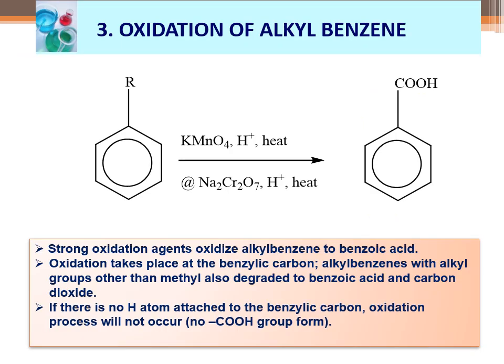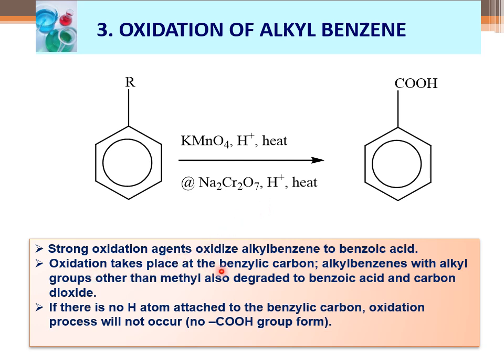The last reaction for chapter 6 is oxidation of alkylbenzene. We are going to have alkylbenzene reacted with potassium permanganate or sodium dichromate under the acidic condition and heat. They are going to produce benzoic acid. These two reagents are called strong oxidation agents.